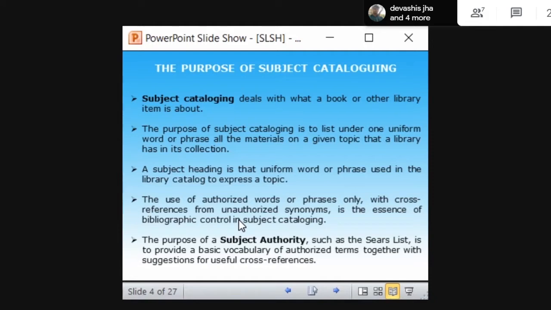So similarly, descriptive cataloging, we discussed, describes the physical attributes of the book or bibliographical details which can be searched. Okay, whereas subject cataloging, the name itself says it's subject, right? So it deals with what a book or other library material is about. That means what the book is talking about. So Principles of Quantum Mechanics, we can say it is talking about quantum mechanics, a field of physics. So the purpose is to list under one uniform word or phrase all the materials on a given topic that a library has in its collection.